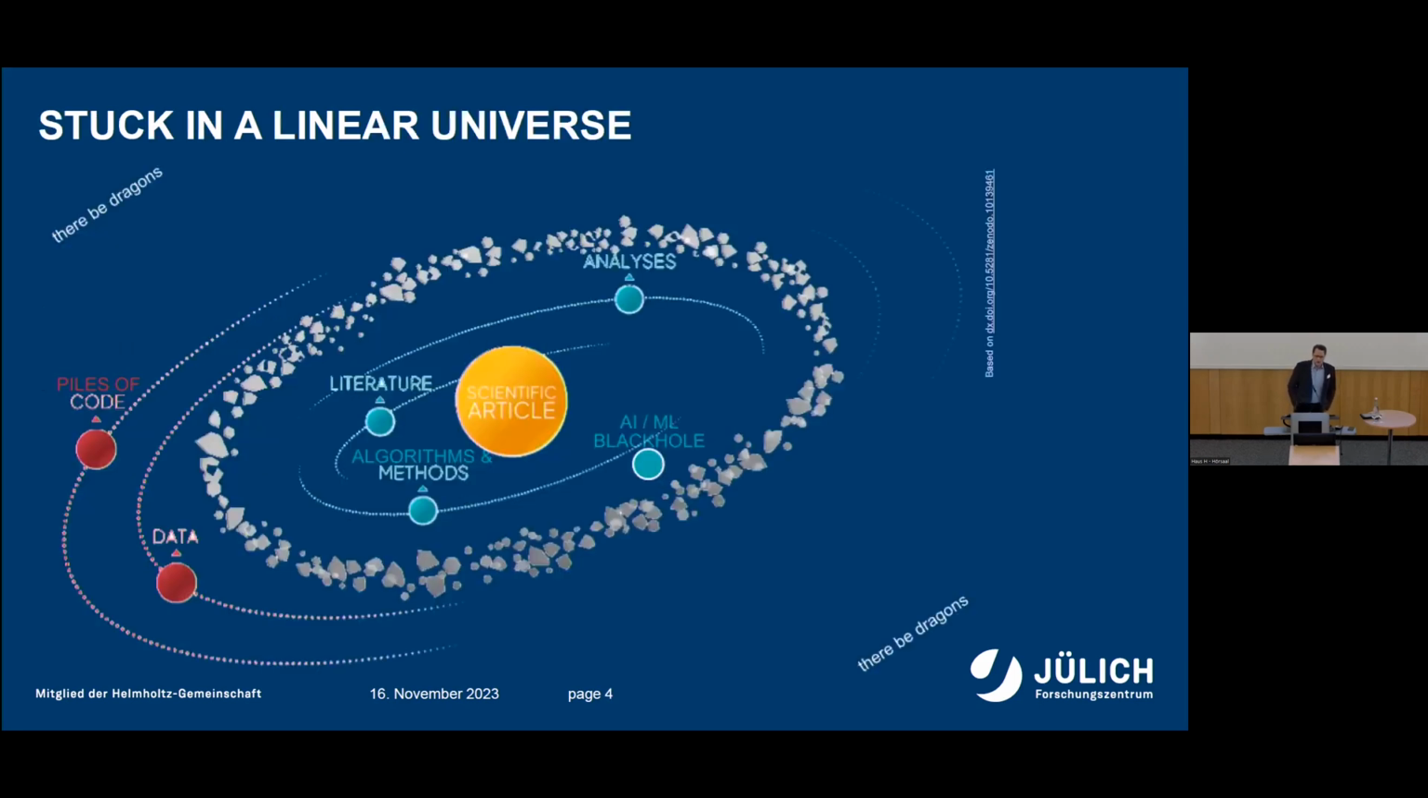So the problem that we're facing is that we're kind of stuck in a linear universe. The current situation in science is very often that we have one sun, one universe, and it evolves all around scientific articles. And usually scientific articles cover the literature, cover algorithms and methods. Algorithms, for example, if you're looking into computation papers, you will find a lot of those. It will also cover analysis. And if you use some kind of AI thing, you probably are talking about that as well.